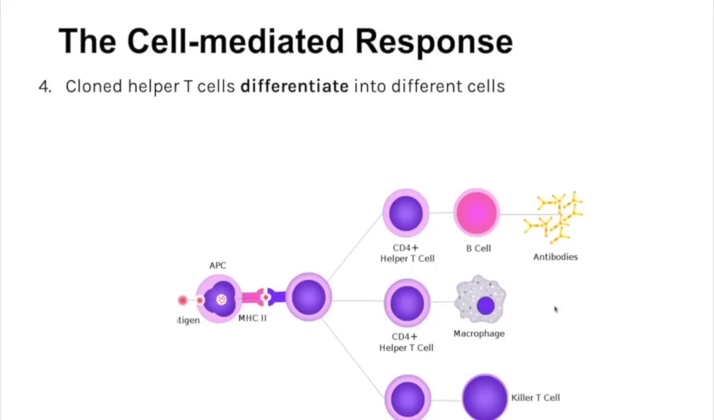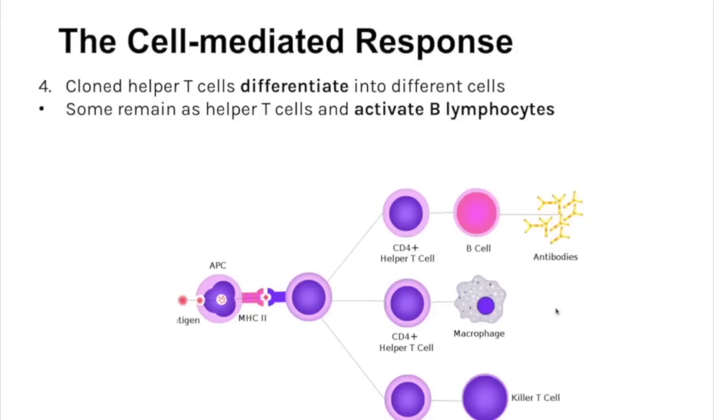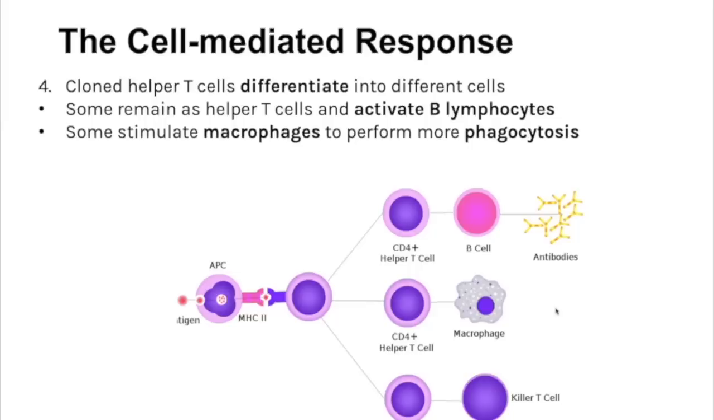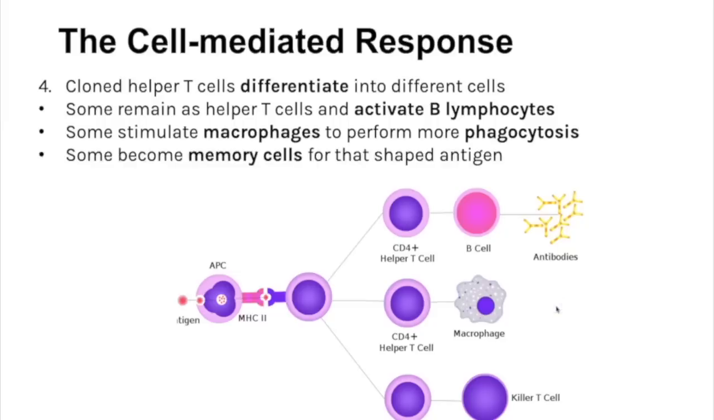Those cloned helper T cells then differentiate into particular types of T cells. Some remain as helper T cells, which then go on to activate the B lymphocytes. Some can stimulate macrophages to perform more phagocytosis. Some become memory cells for that particular shaped antigen. And some become cytotoxic killer cells or cytotoxic T cells.